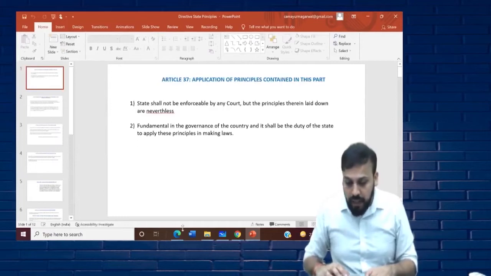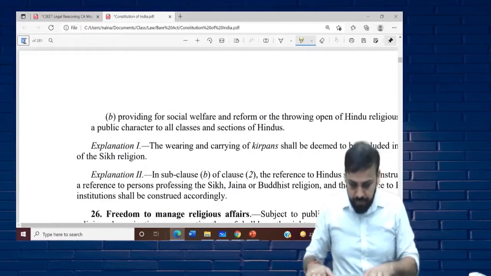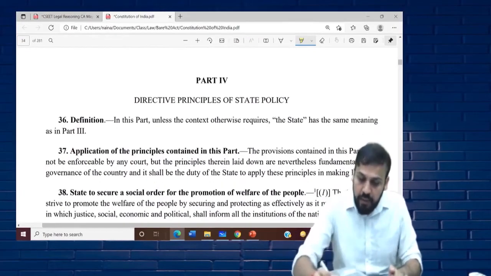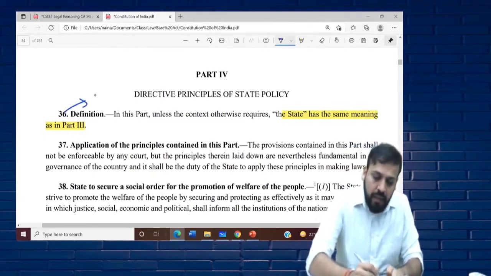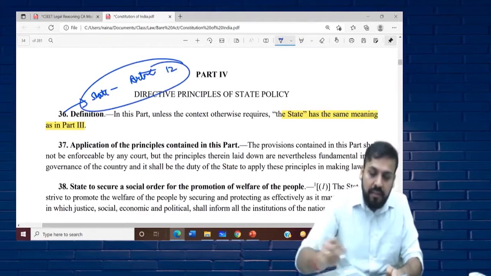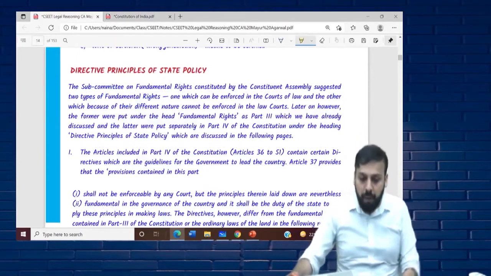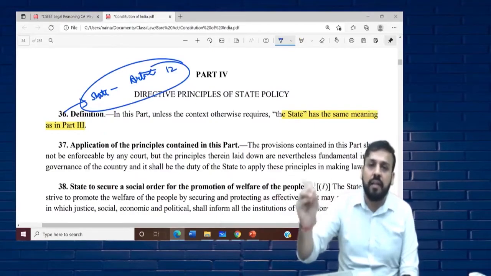Now Article number 36. What is state in DPSPs? State has the same meaning as in Part 3. Guys, in Part 3, state meant the government. Do you remember Article 12? So Article 36 says that for this part, state means the same as given in Article number 12. Are you understanding? That is called DPSPs, Directive Principles of State Policy.